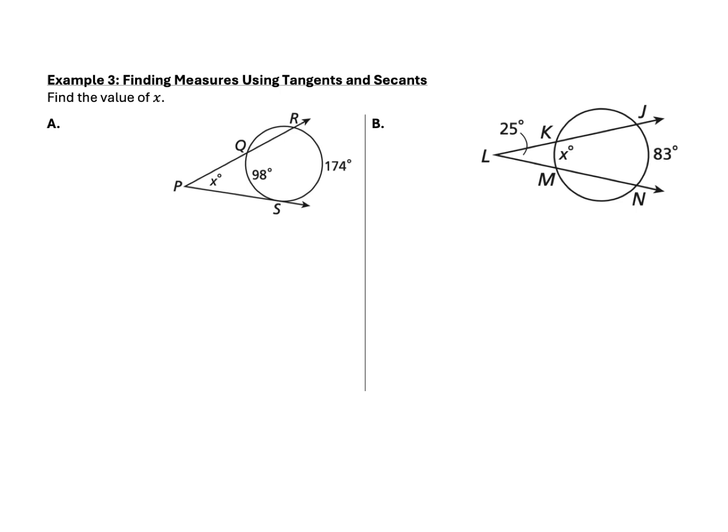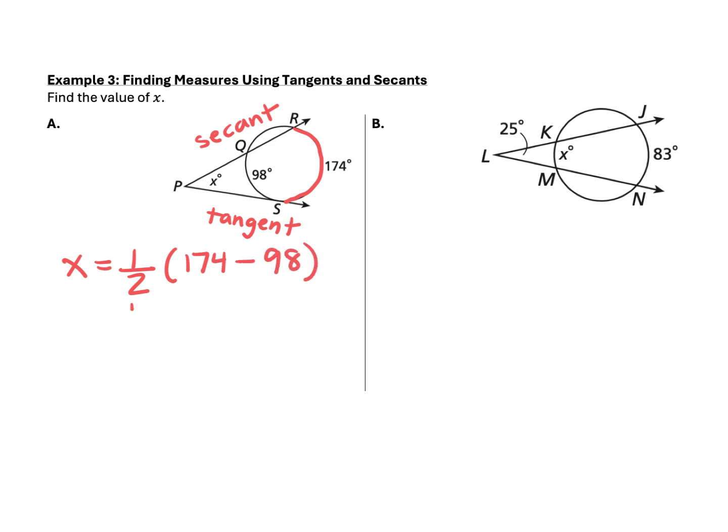Now let's find the value of x in each of these pictures using tangents and secants that intersect in the exterior of a circle. Notice that PR is a secant, it intersects the circle twice, and PS is a tangent. Well, the measure of the exterior angle, the x, is going to be half the difference of the measures of the intercepted arcs. So that's 1/2 the outer arc, 174, minus the inside arc of 98. Subtract that first to get 76, and then half of 76 is 38.